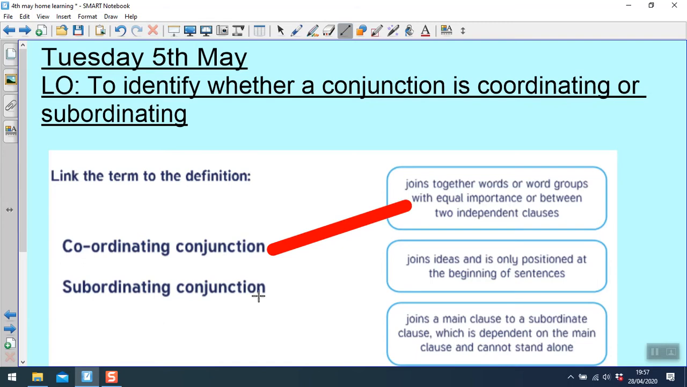A subordinating conjunction has a subordinate clause after it. So a subordinating conjunction starts a subordinate clause, and that cannot make sense by itself. So it cannot stand alone. It needs the main clause in the sentence to make sense. So that is the answer.